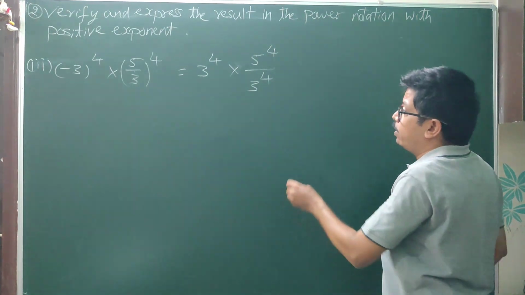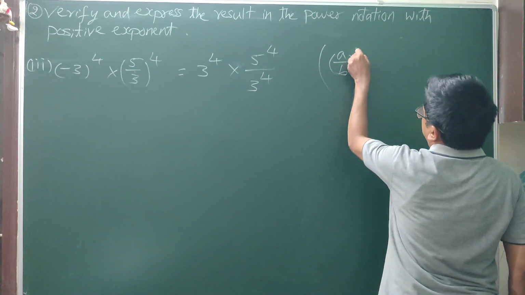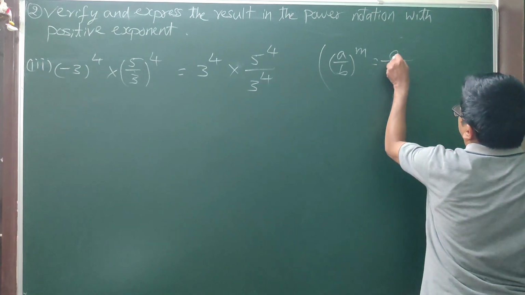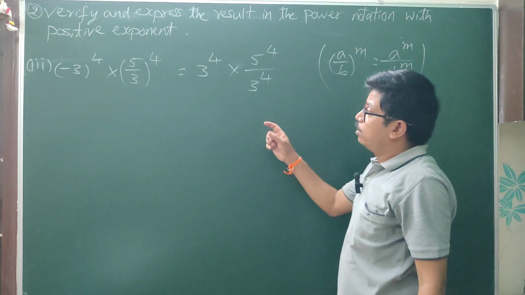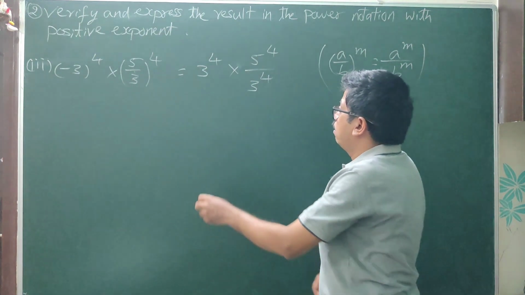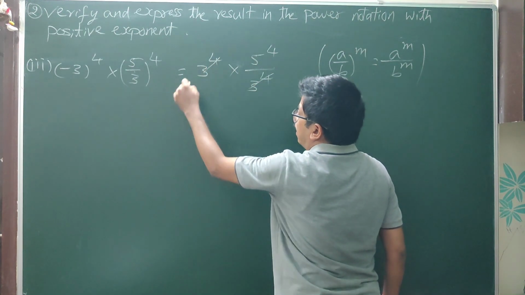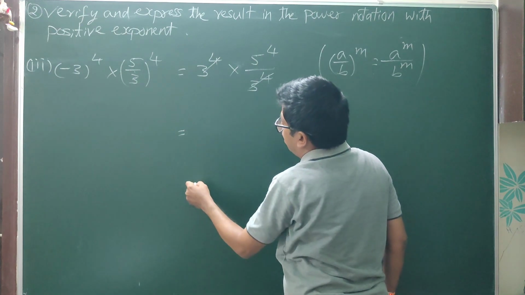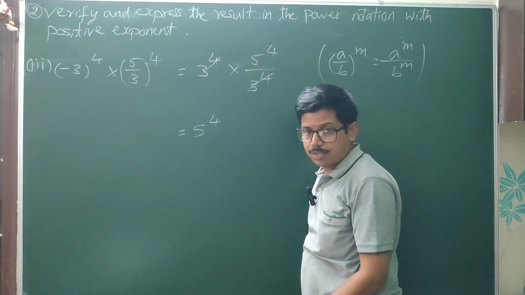In the previous problem we have learned a formula that a by b whole power m equal to a power m by b power m. So using that one I have written like this. Now this 3 power 4 and 3 power 4 both get cancelled and 5 power 4 will remain, which is the answer.